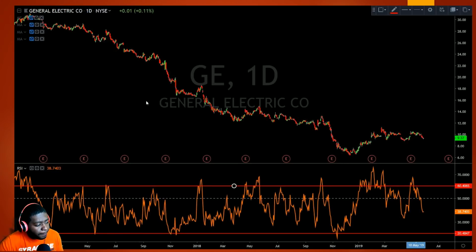Here's GE. Again, GE 20-60. Here's the 60 resistance. Again, every single time that 60 resistance on that bearish zone is a great opportunity for you to take advantage of a short position. All right. Great opportunity every single time.